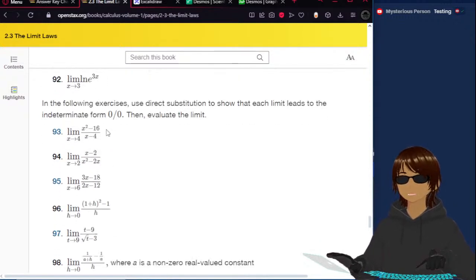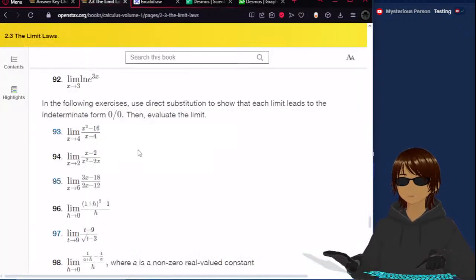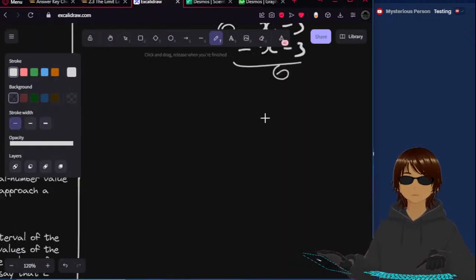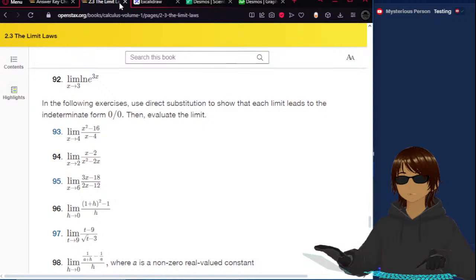Okay, I think this one would be harder. So all of them would have the indeterminate form 0 over 0. We have to evaluate the limit. So for question 93, x squared minus 16 over x minus 4. x squared minus 16 over, I think it's this, x minus 4.